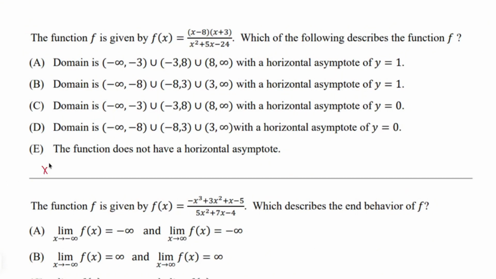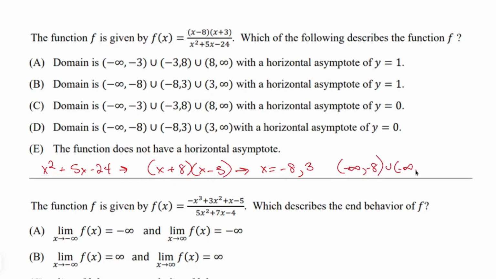So x squared plus 5x minus 24 factors into two numbers that add up to 5 and multiply out to negative 24. I think we could do x plus 8 and x minus 3. That gives us zeros at x equals negative 8 and x equals positive 3, giving us a domain of negative infinity to negative 8, union, negative 8 to 3, union, 3 to infinity.